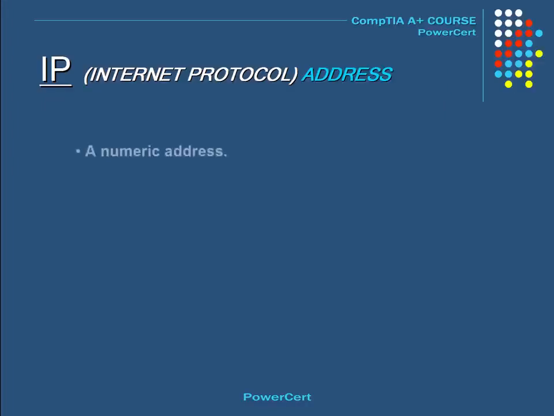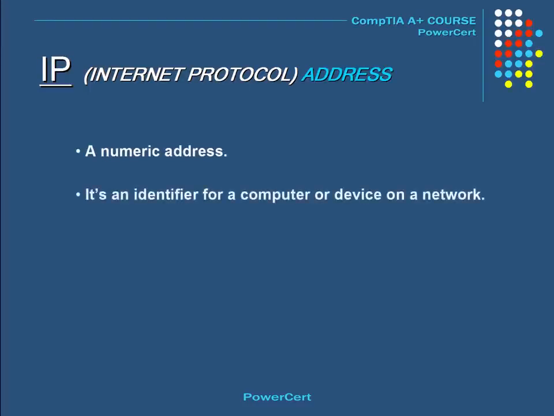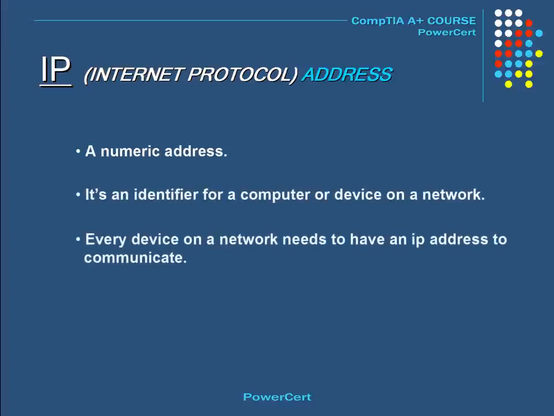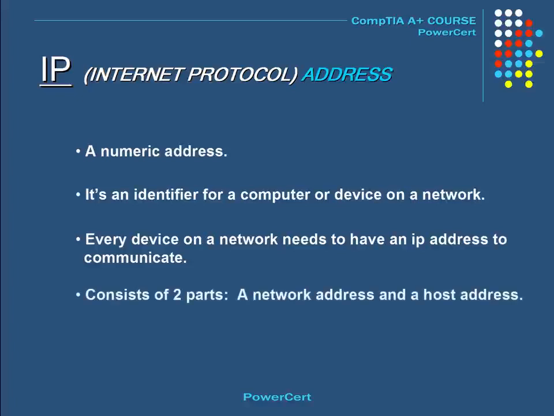An IP address is a numeric address. It's an identifier for a computer or device on a network. Every device has to have an IP address for communication purposes. The IP address consists of 2 parts. The first part is the network address, and the second part is the host address.